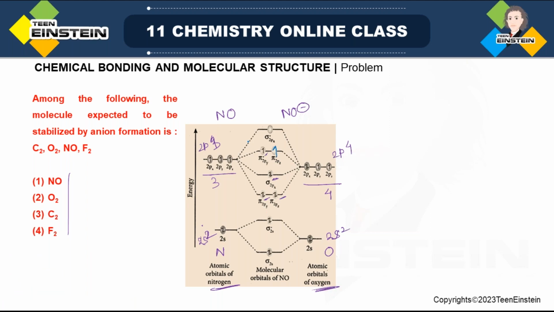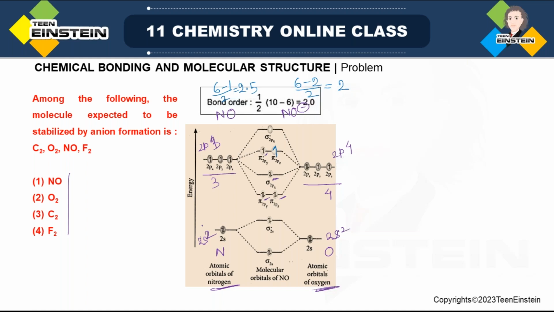Now calculate the bond order. So previously the bond order is 6 minus 1 by 2, but now it is 6 minus 2 by 2. That means it is 2. So in this case you are moving from 2.5 to 2. So obviously you are not moving towards more stability. So this should not be the correct option.